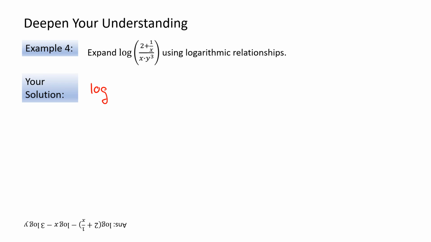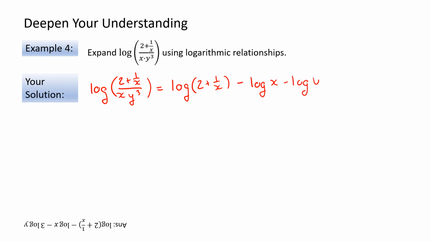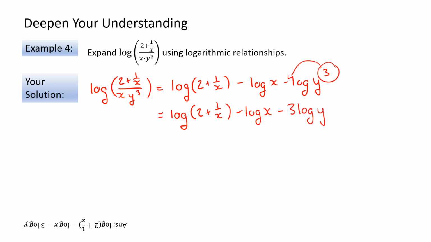So if we write this out, we get the log of 2 plus 1 over x divided by x times y cubed. So we start with the log of the function in the numerator, which is 2 plus 1 over x. Then we subtract the functions in the denominator, so minus the log of x minus the log of y cubed. So now our last step, you can see we have an exponent here that we can move in front. So this is equal to the log of 2 plus 1 over x minus the log of x minus 3 times the log of y.